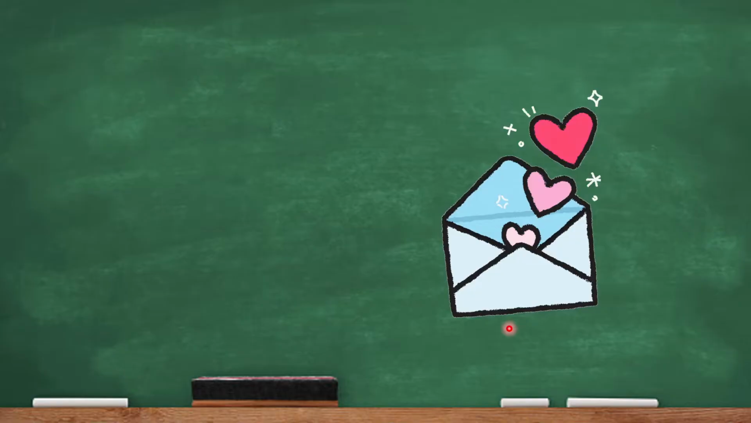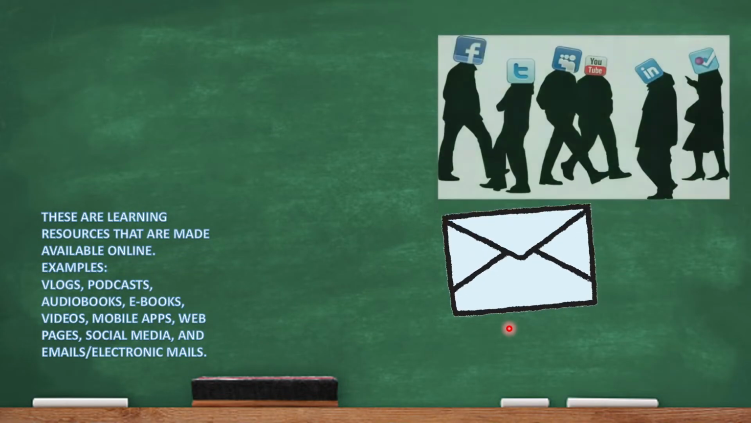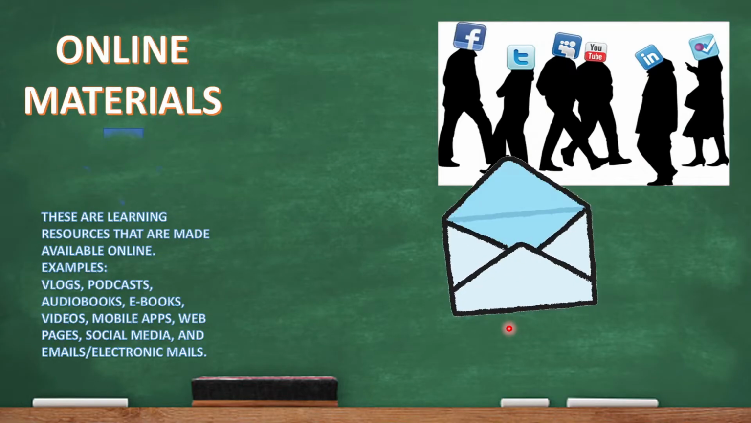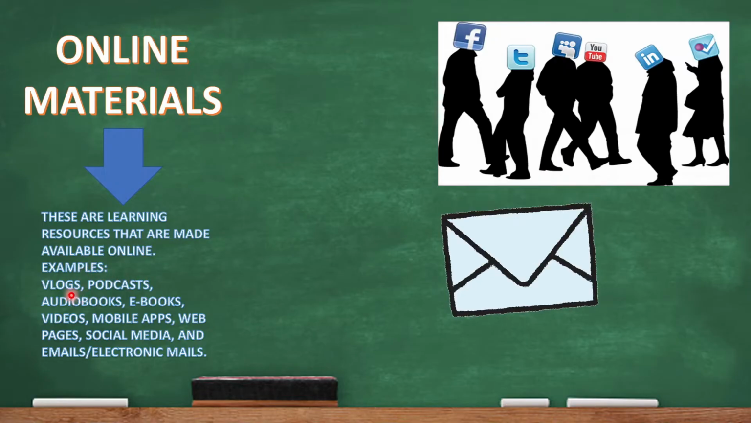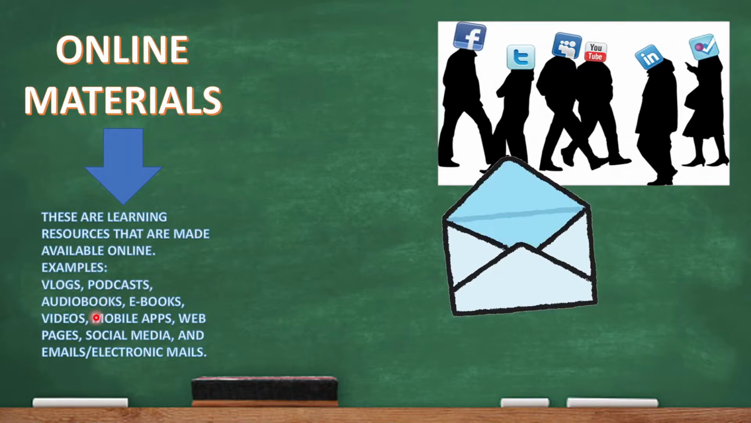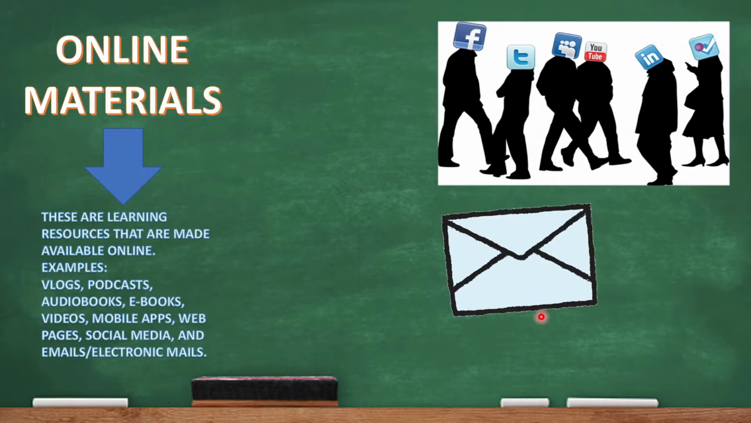Next, let's proceed. Alright, you can see mail. This is classified as online material. Online materials are the materials or resources that are made available online. Examples: blogs, podcasts, audiobooks, ebooks, videos, mobile applications, web pages, social media, and email or electronic mail. Nowadays we are fond of using electronic mail, and not snail mail.